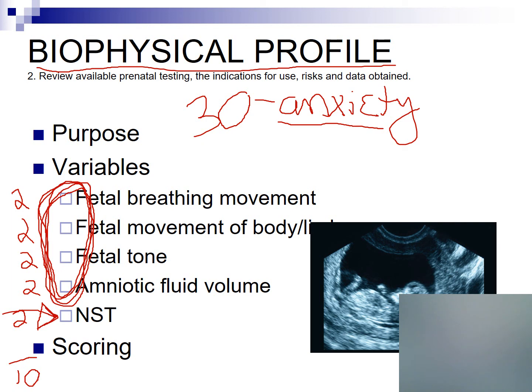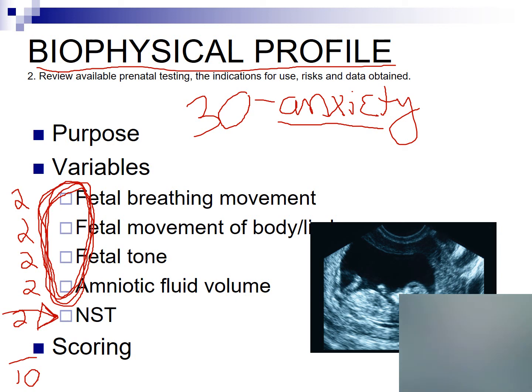So we do need to know the 5 variables, starting with fetal breathing. Now, does a fetus breathe in utero? No, they do not breathe in utero, meaning they do not exchange oxygen and carbon dioxide by breathing using their lungs. However, they do make lung movements, and it's important that they have these practice breaths in and out, again, at least one in a 30-minute period of time.